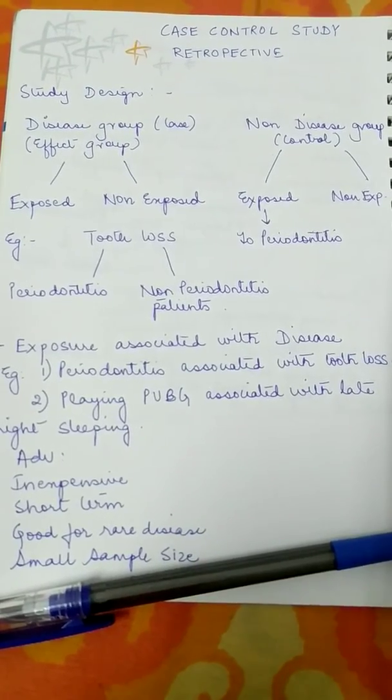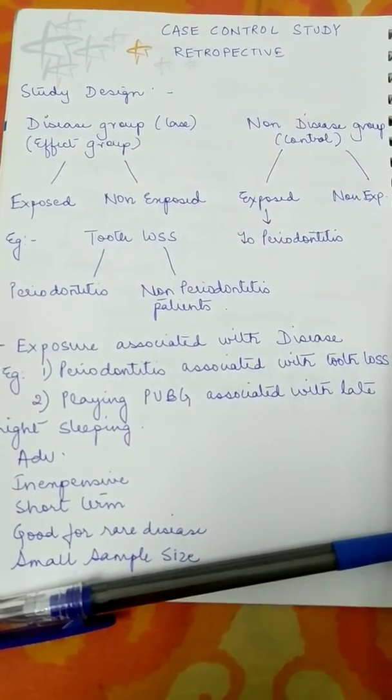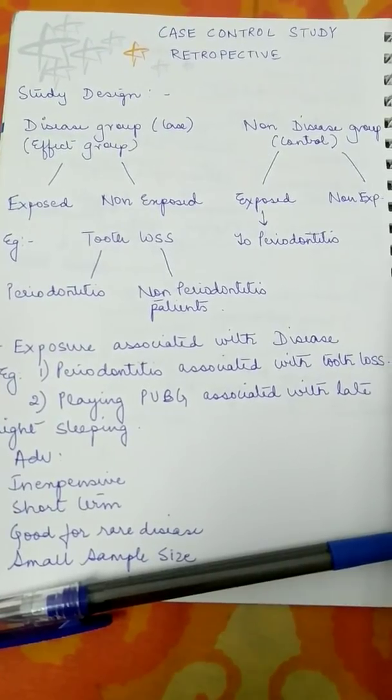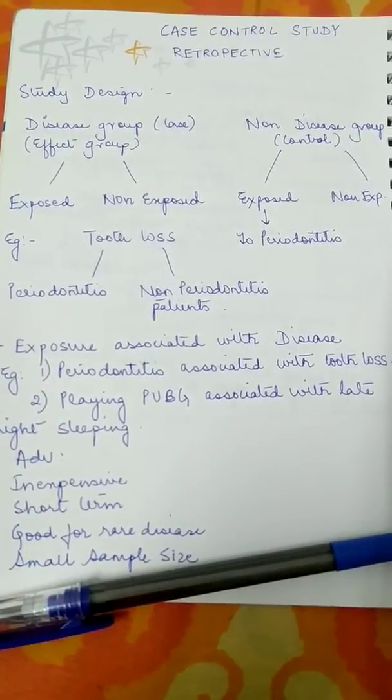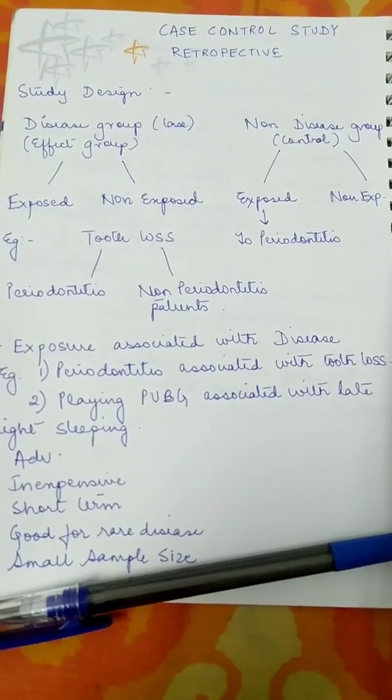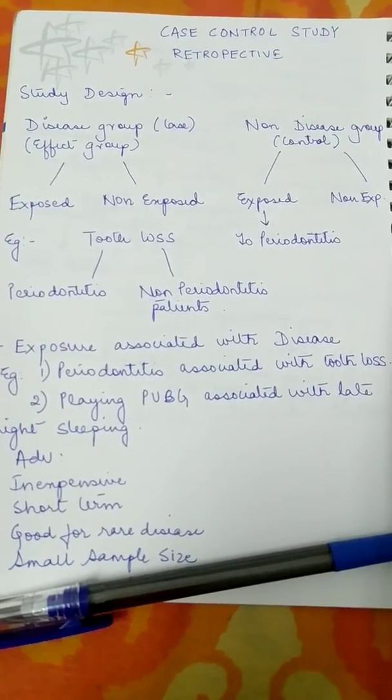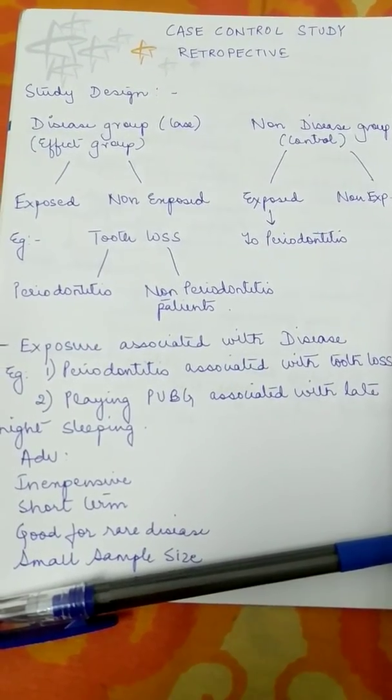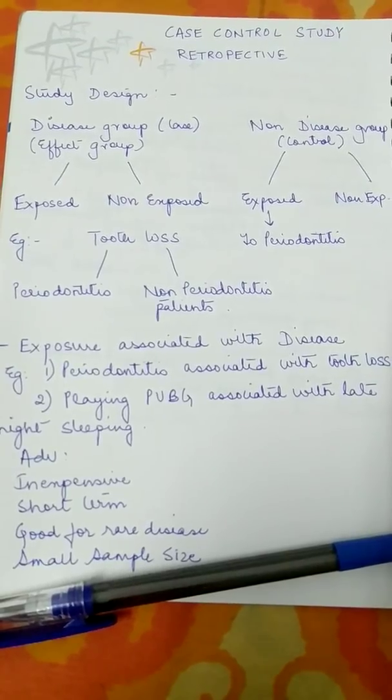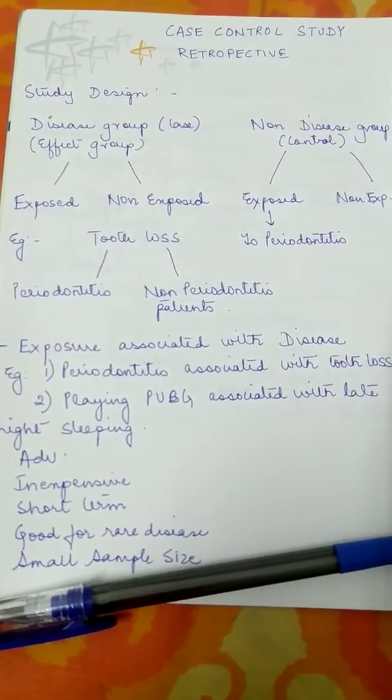Now, if we see broadly the example, it will be to assess if periodontitis is associated with tooth loss. So, tooth loss would have already happened, and we will take the case history of the patient and ask if they have ever suffered with periodontitis.